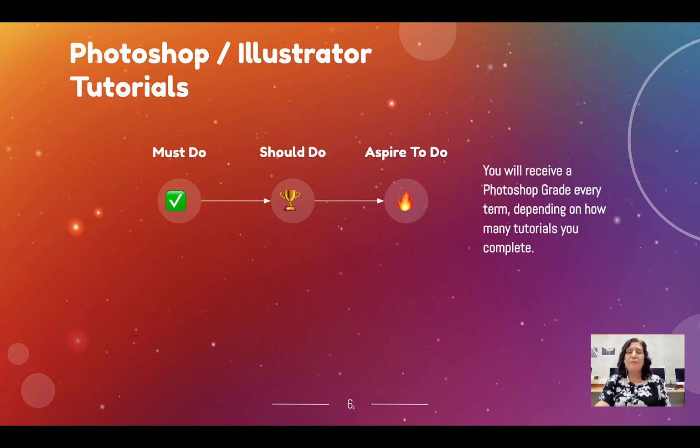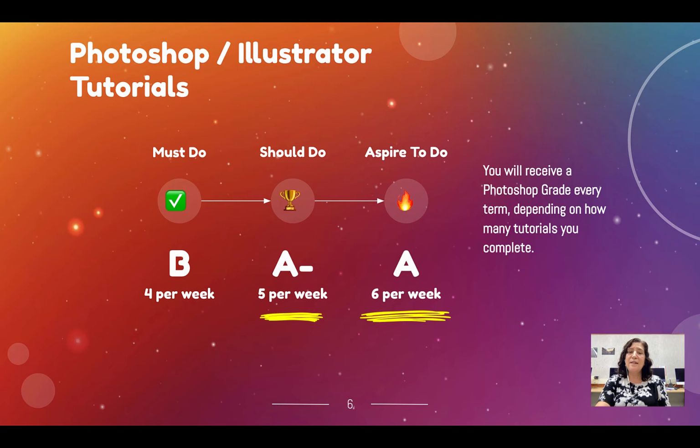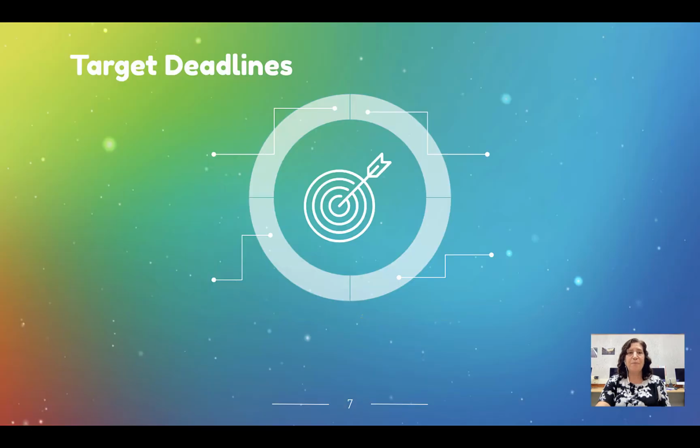So you will receive a Photoshop or tutorial grade every term depending on how many tutorials you complete. If you do 4 tutorials a week, you'll get a B, and that is must do, so everybody is required to do at least 4 tutorials a week. 5 tutorials a week is should do, and 6 per week is aspire to do. We will have target deadlines, but they are flexible, they are targets.